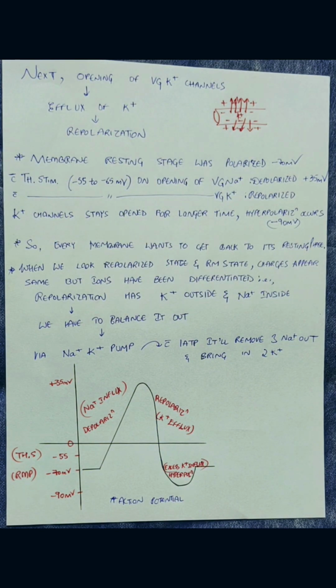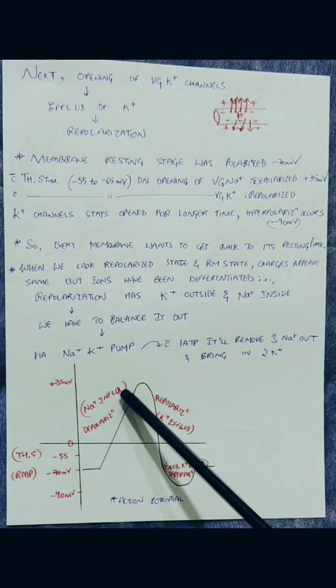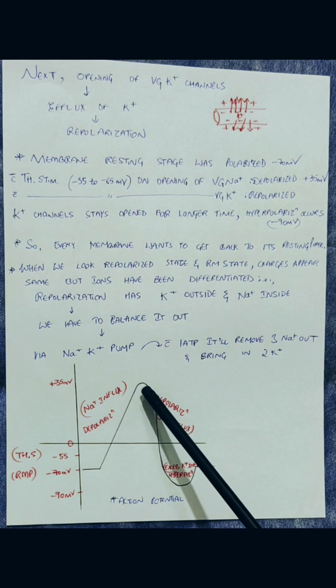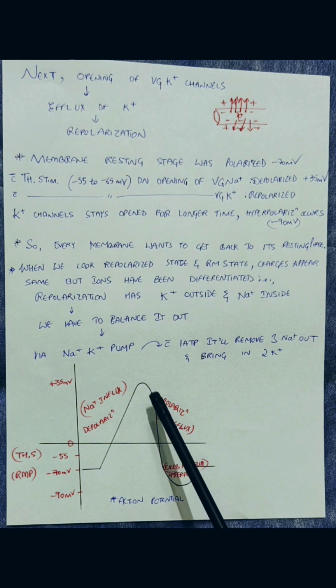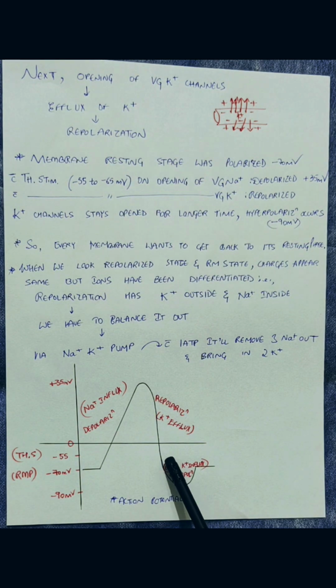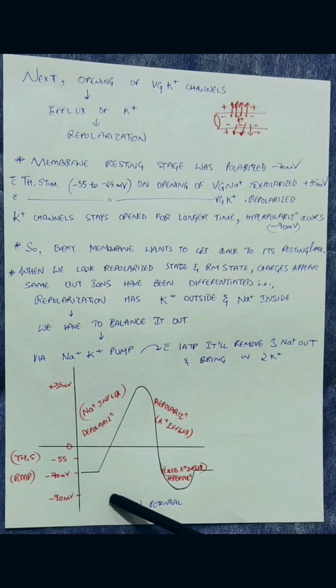So the membrane at the resting stage was polarized at minus 70 millivolts. Then with the threshold stimulus of minus 55 to minus 65 millivolts, the voltage-gated sodium channels open, and then there is depolarization up to plus 35 millivolts. Then the voltage-gated potassium channels cause repolarization, and the potassium channels also stay open for a long period of time, causing polarization to reach minus 90 millivolts.